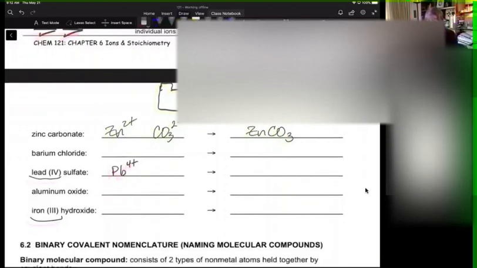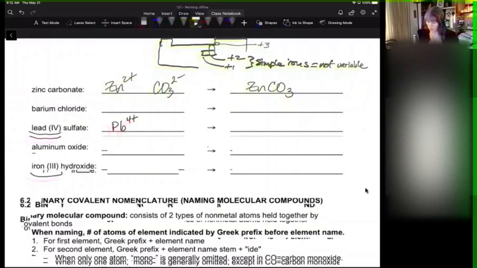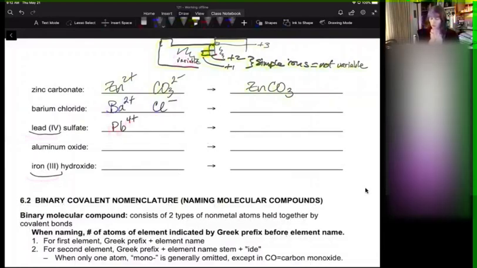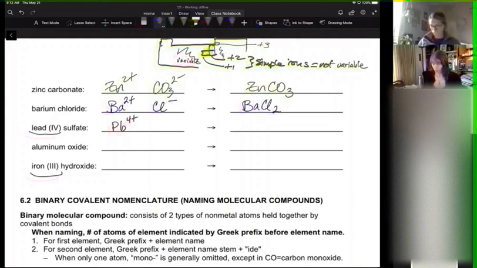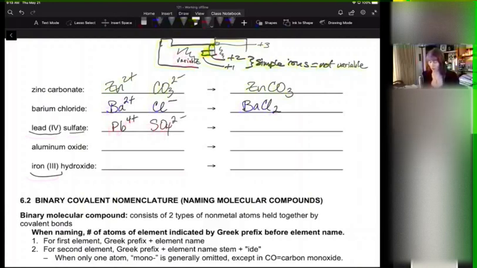Okay, so we have some exceptions. These were some exceptions to the variable charges. The rest of this stuff here under the staircase, these are variable, so we need a Roman numeral for those. Barium chloride will need 2 chloride ions for every 1 barium. Remember sulfate? Sulfate is SO4 2-. We need the smallest neutral subunit, so that's going to require 2 sulfates for every 1 lead.